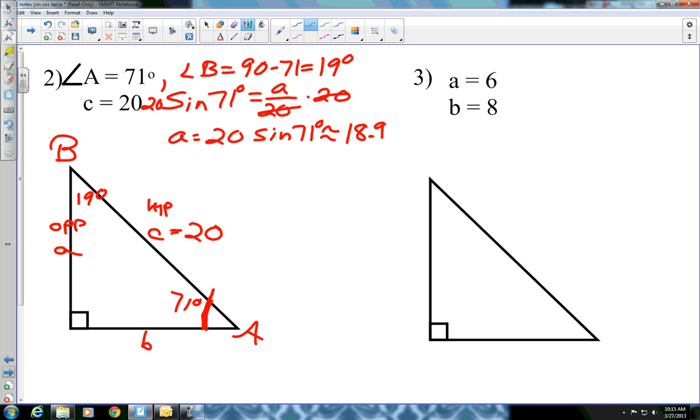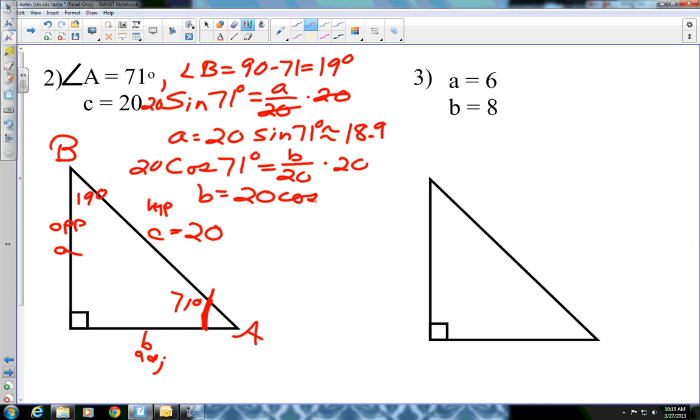Okay, so let's see, we need to find B. B is going to be adjacent to my given angle. So adjacent to hypotenuse, that's going to be cosine. Got to write my other equation first. And it's still 71 degrees, isn't it? Yep, it's still the same angle. Cosine of 71 equals adjacent, which is B, over the hypotenuse, 20. Multiply both sides times 20, and I get B equals 20 cosine of 71.